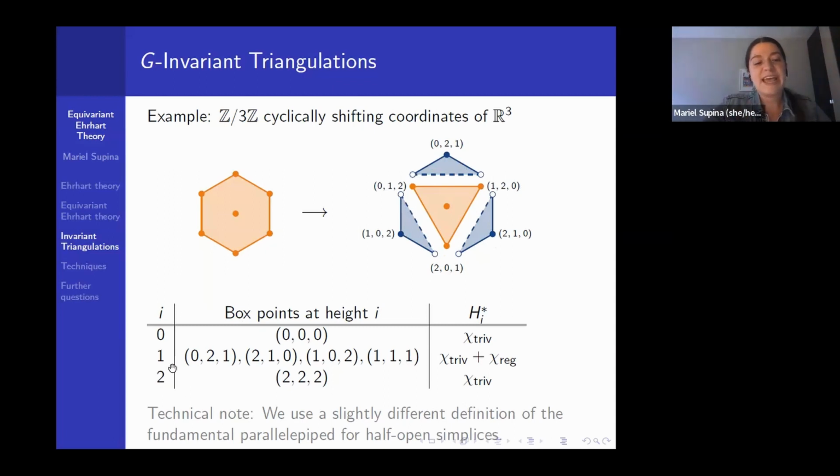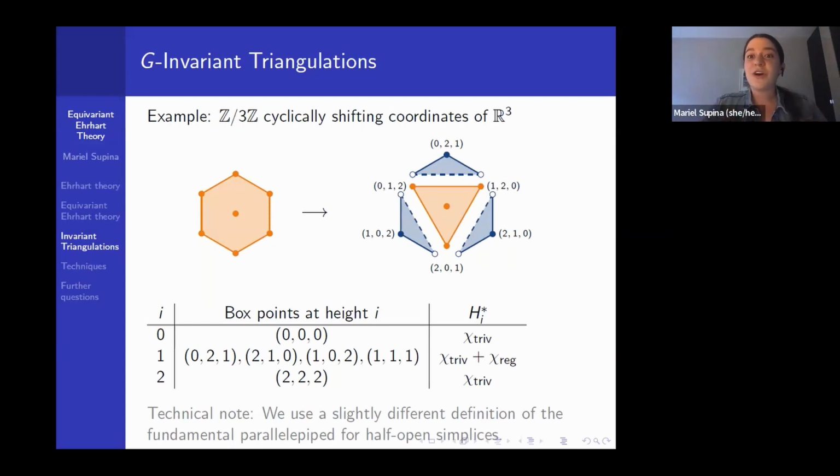And the interesting case happens at height 1, where we have this point (1,1,1) that's fixed by the cyclic action. So that gives us a copy of the trivial representation. And then we have these points (0,2,1), (2,1,0), and (1,0,2) that cyclically map to each other under the action of the cyclic group on 3 elements. And so this gives us a copy of the regular representation, because it models the group acting on itself by multiplication. So that's an example of how this theorem would work in practice.